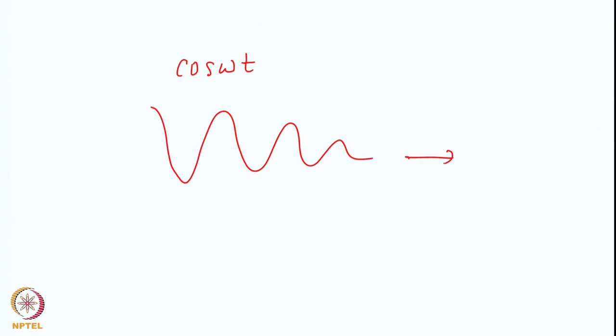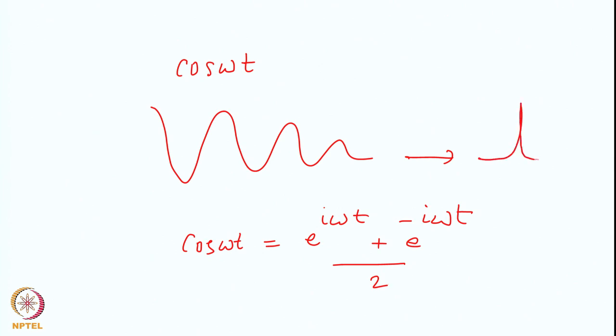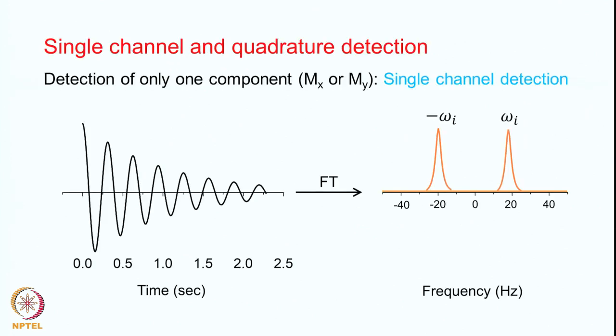Now if you remember, cosine omega t can be written as e to the i omega t plus e to the minus i omega t, divided by 2. Therefore there are two frequencies here, plus omega and minus omega, and therefore when I Fourier transform this, I will get two signals, and if this is plus omega, this will be minus omega, and that is what is indicated in this slide here.